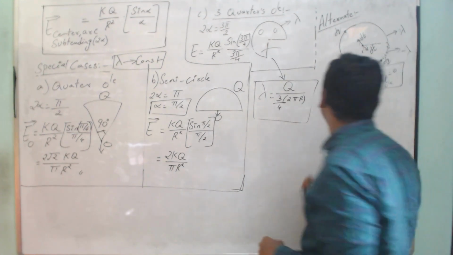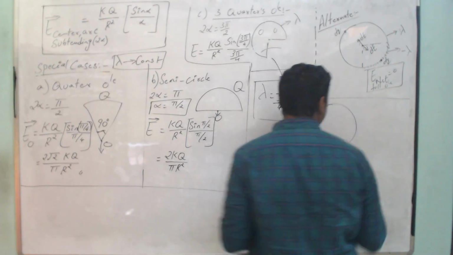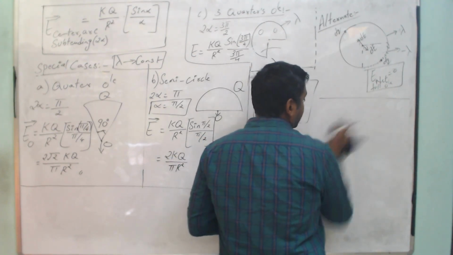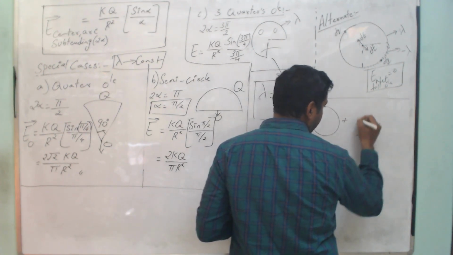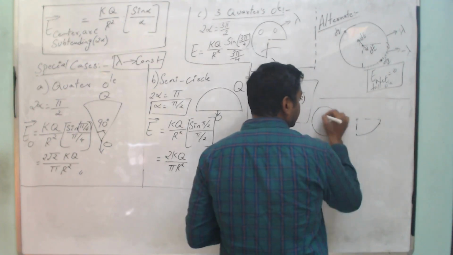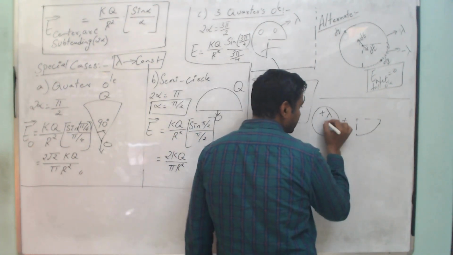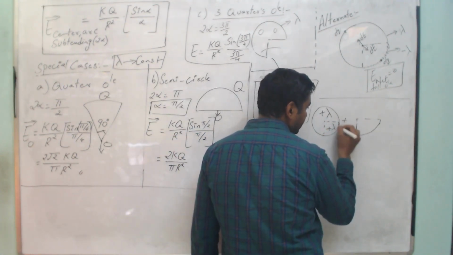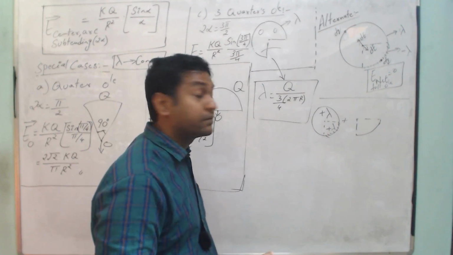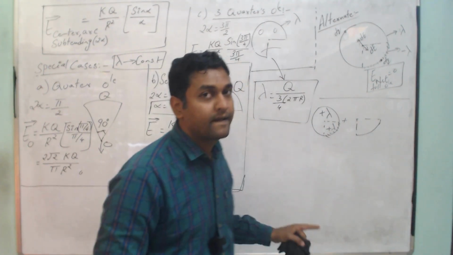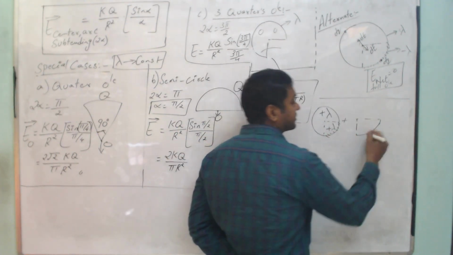I will draw it over here. What I am trying to say is, I have a full circle, and I have added a quarter of a circle. But this full circle has a linear charge density of plus lambda. So for this full circle, this quarter also has plus lambda, correct? Everywhere it is plus lambda. That means this part also has plus lambda. And along with this full circle, I will add on a minus lambda.